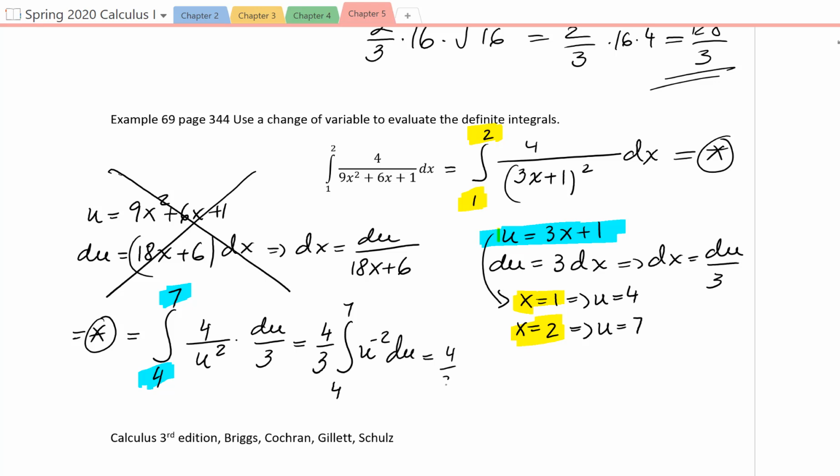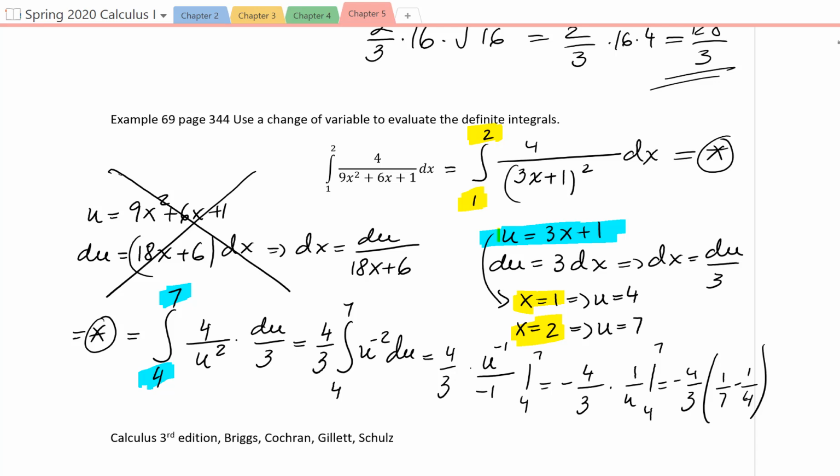So 4 over 3 times u to the negative 2 plus 1, which is u to the negative 1 over negative 1, from 4 to 7. I simplify a little bit, so it's negative 4 over 3 times 1 over u from 4 to 7. So it's negative 4 over 3 times (1 over 7 minus 1 over 4). Let's just do some math. Same denominator, so negative 4 over 3 times (4 minus 7) over 28, which is negative 4 over 3 times negative 3 over 28. These cancel, so we get positive, because I have this negative and this negative, so 1 over 7.